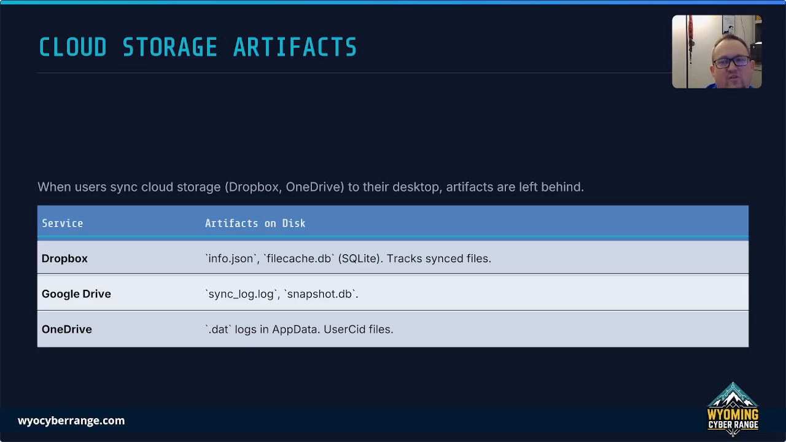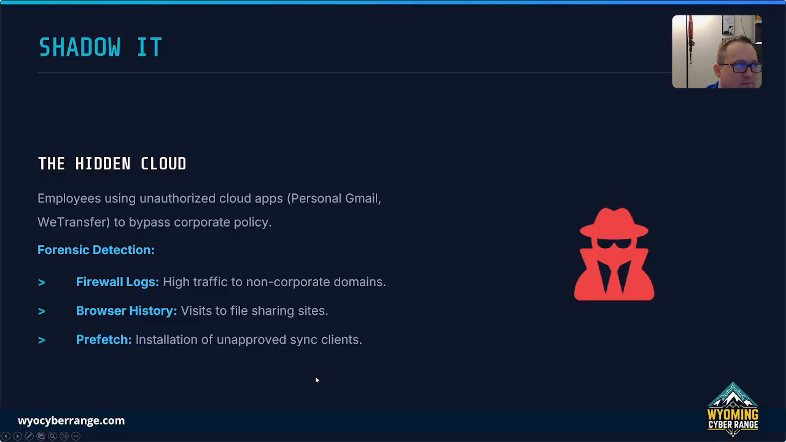Knowing that Dropbox uses SQLite databases locally allows an investigator to see a historical list of files that are stored in the cloud, even if the computer is currently offline and the cloud account currently is inaccessible. So we can prove that that file was at least at one point on the computer.